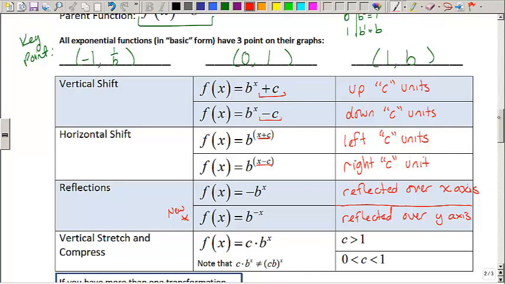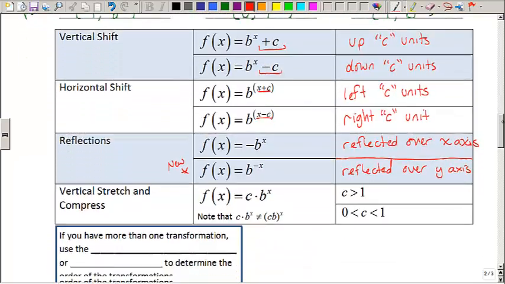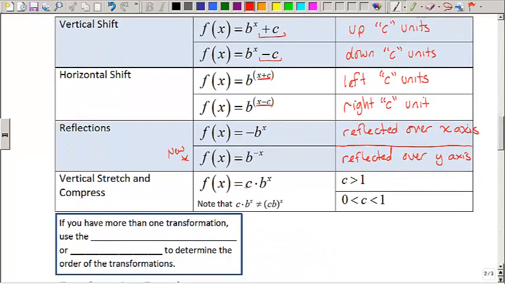We have talked about vertical stretch and compress before, and again, that was where we have a number multiplied out to the front of your function. If c was greater than 1, we had a stretch. And this is a vertical stretch. And if c was less than 1, but still greater than 0, we had a compress. Again, this is a vertical stretch and a vertical compress. But there is one thing to note on this.